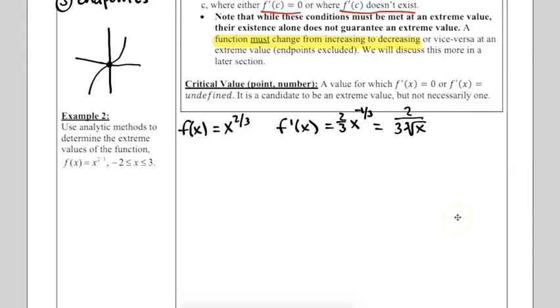So first, let's try to find some of our critical values. One critical value could come from where the derivative is equal to 0. So okay, let's set it equal to 0. If we try to solve for x, that would include multiplying both sides by 3 cube roots of x. Well, that's going to leave us with 2 equals 0. We don't have any variables left, so there's no place where the derivative is equal to 0.